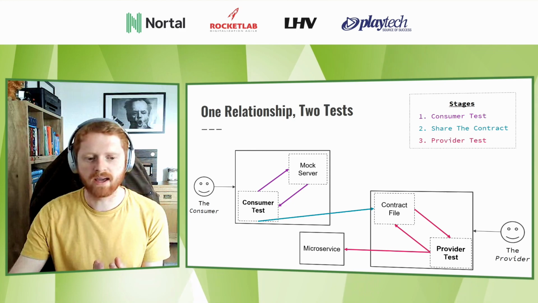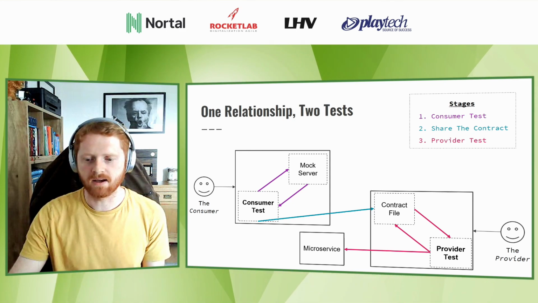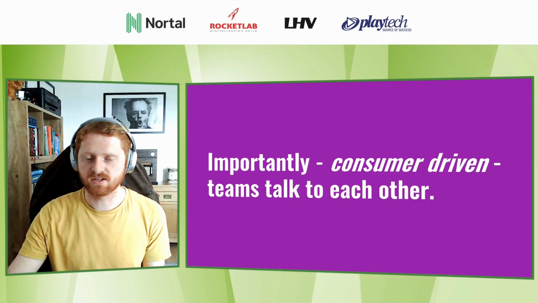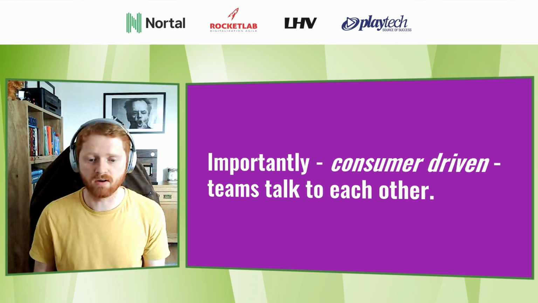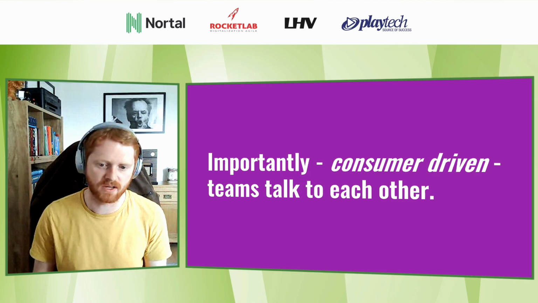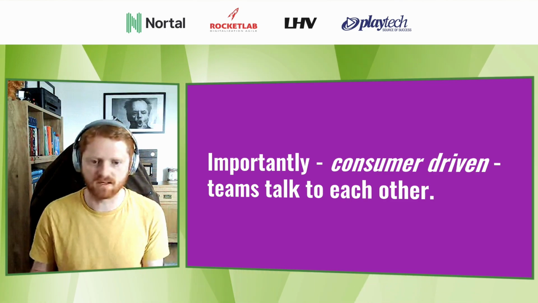So now we have a way of checking these relationships in an asynchronous manner that allows teams to talk to each other. Because that is probably the most important part of this technique. It's consumer driven. The teams need to talk to each other. There needs to be collaboration. You can't just expect one team to do this.